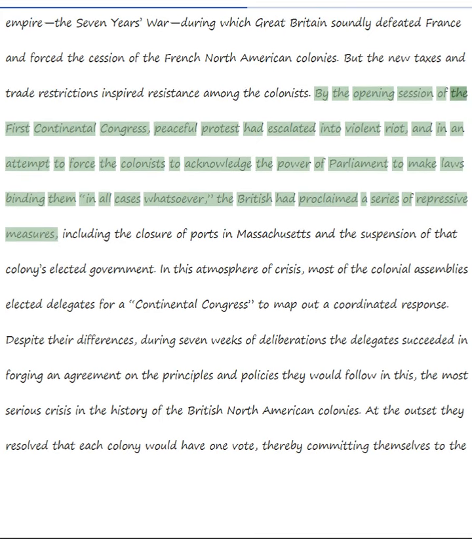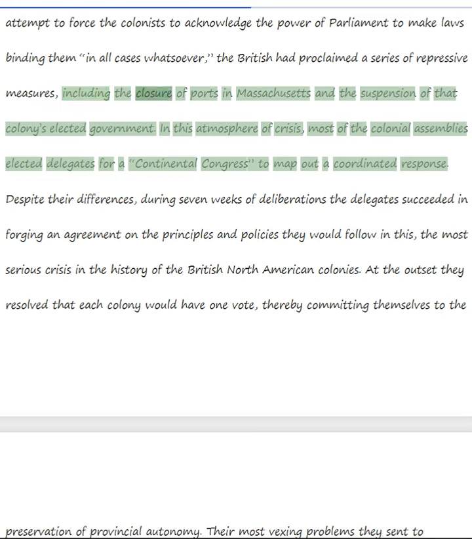By the opening session of the First Continental Congress, peaceful protest had escalated into violent riot, and in an attempt to force the colonists to acknowledge the power of Parliament to make laws binding them, in all cases whatsoever, the British had proclaimed a series of repressive measures, including the closure of ports in Massachusetts and the suspension of that colony's elected government. In this atmosphere of crisis, most of the colonial assemblies elected delegates for a Continental Congress to map out a coordinated response.